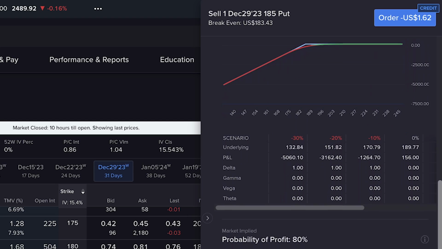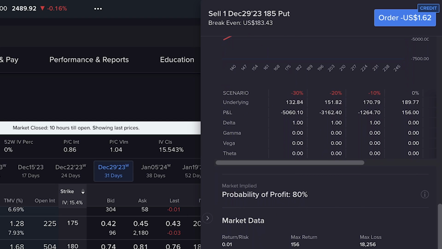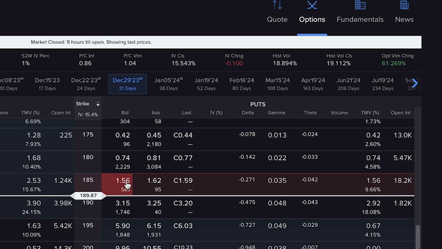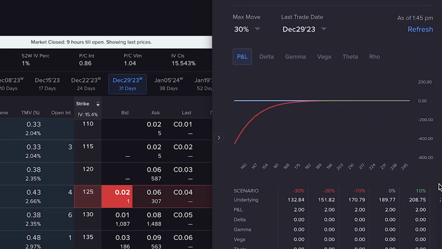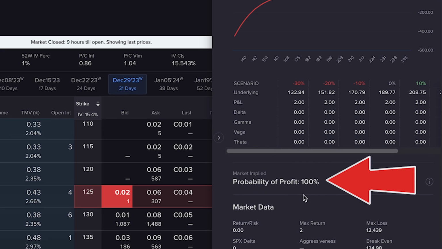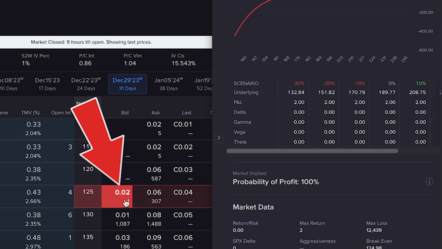Then if you scroll all the way down, you will see that this contract has a probability of profit of 80%. As mentioned earlier, when you are selling options, you are hoping that the option expires out of the money. So in order to increase your probability of success, what you can do is go so far out of the money until your probability of success is almost 100%. But the problem with that is you will only collect a very tiny amount of premium, which in this case is $2. Might as well not take it.